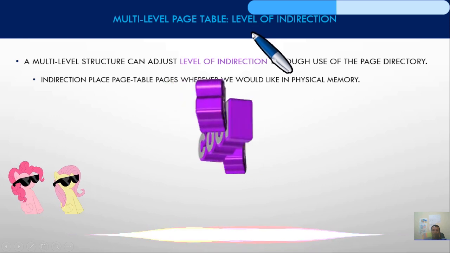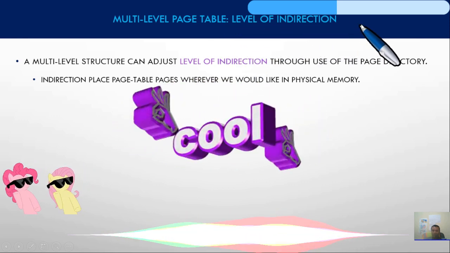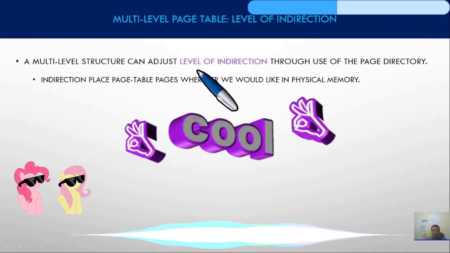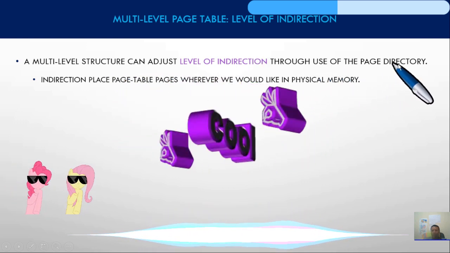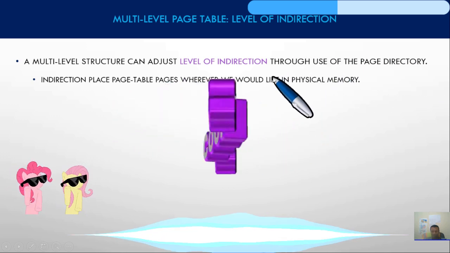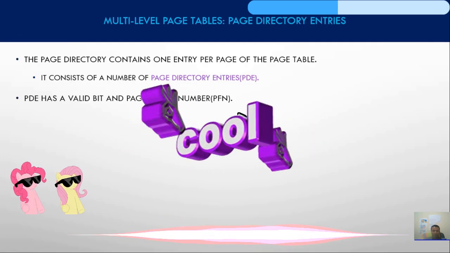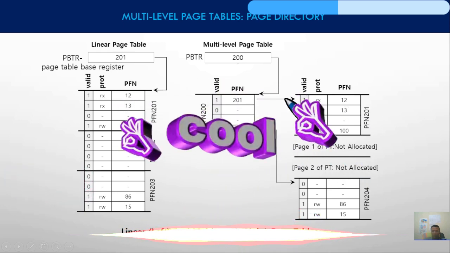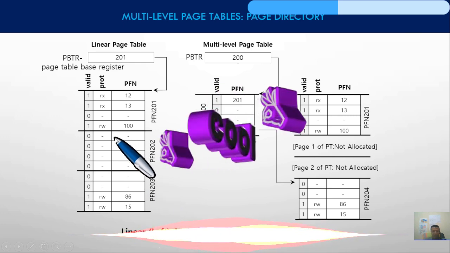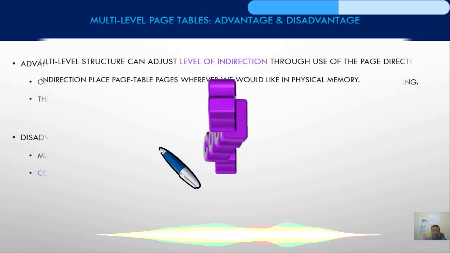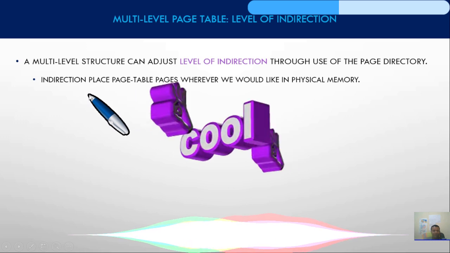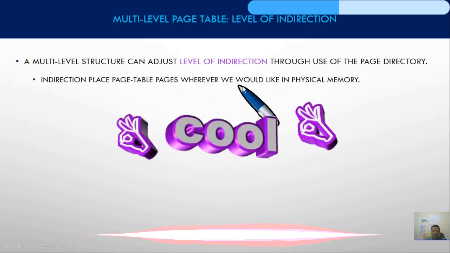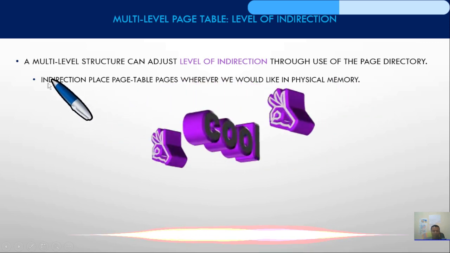Multi-level page table, the level of indirection. A multi-level structure can adjust the level of indirection through use of the page directory. So as we have here, by the use of the page directory, we can remove the invalid areas. Indirection lets us place page table pages wherever we would like in physical memory.